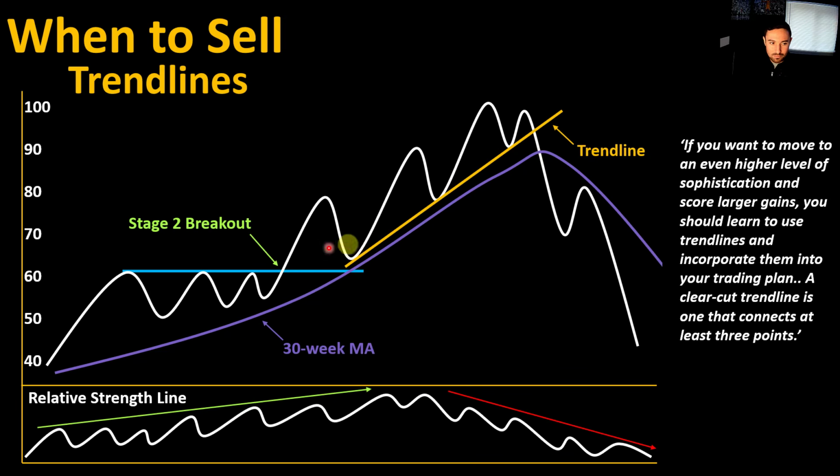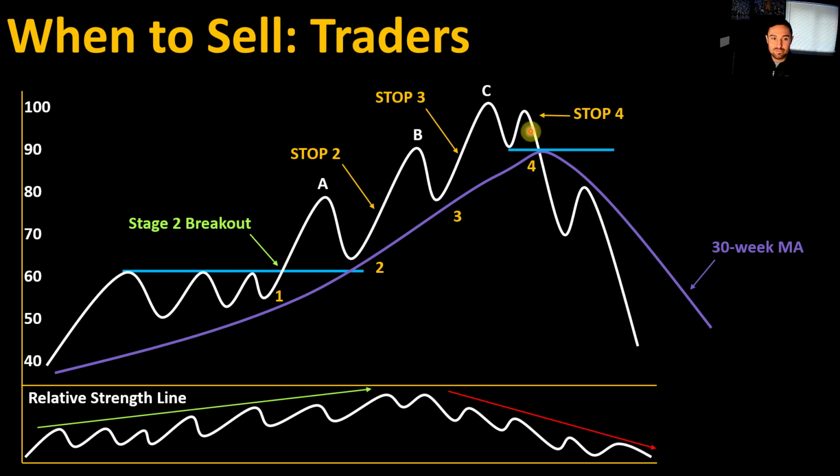So here you can see point 1, point 2, point 3. We've got 3 points. So what we have here is a stage 2 breakout, but what Stan's saying is when price then takes out this trend line here, this is when you can sell. So in the previous example, remember, we were selling down here. This is for the trader.